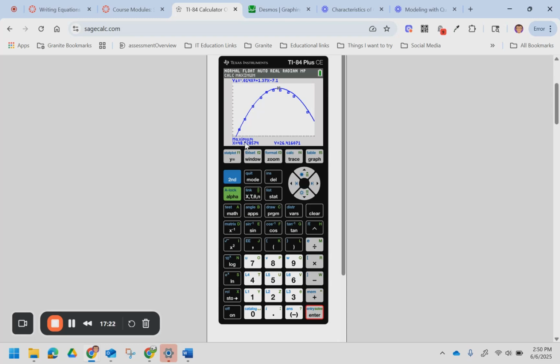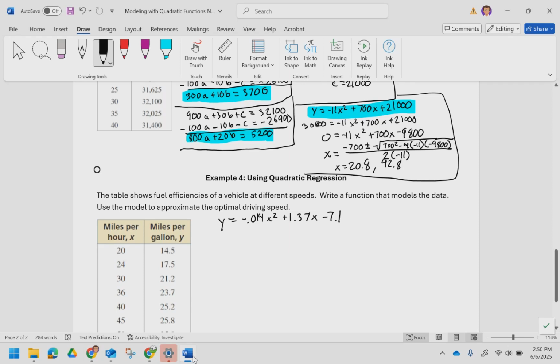So this one is saying that at x equals 48.9, the miles per gallon would be 26.4, and your speed that you would be driving would be 48.9. So in other words, at about 49 miles per hour. So 49 miles per hour is the optimal driving speed. All right, hope this helps.